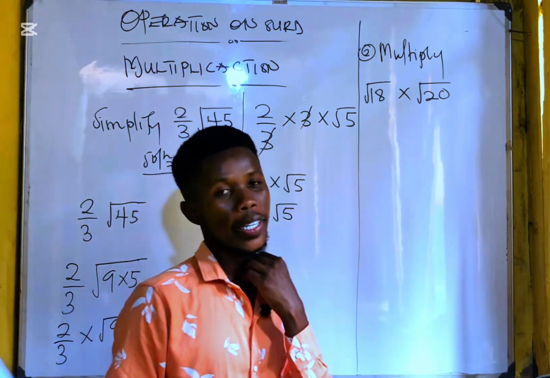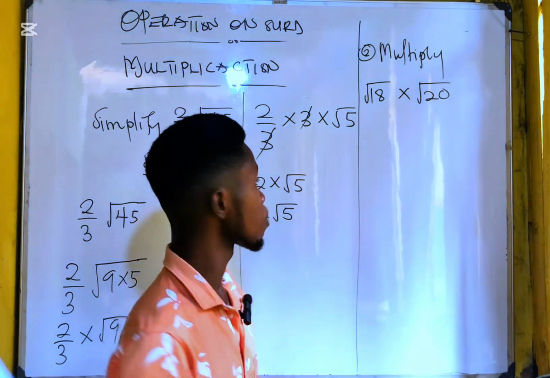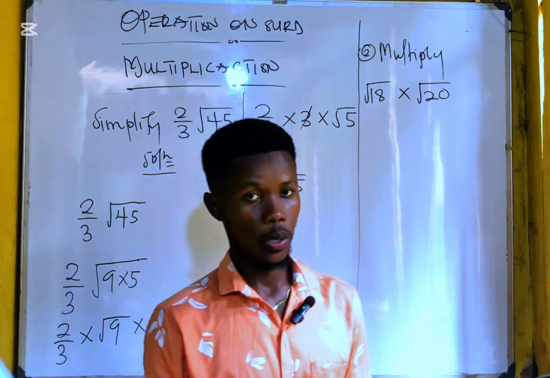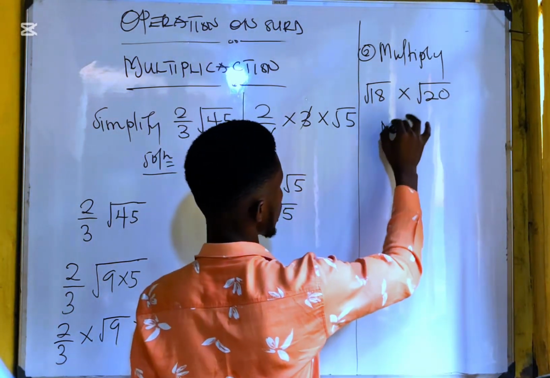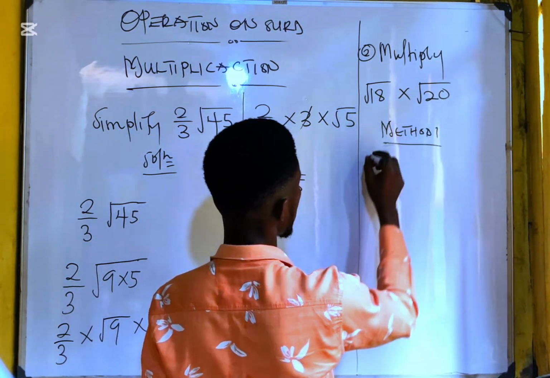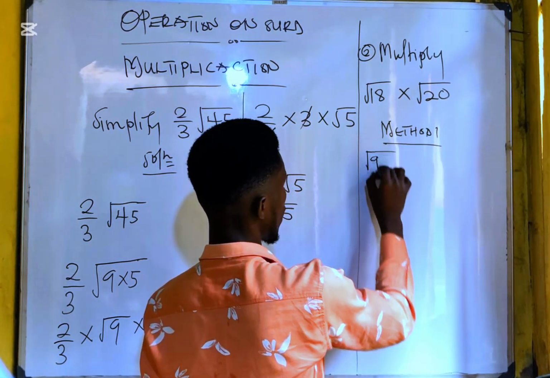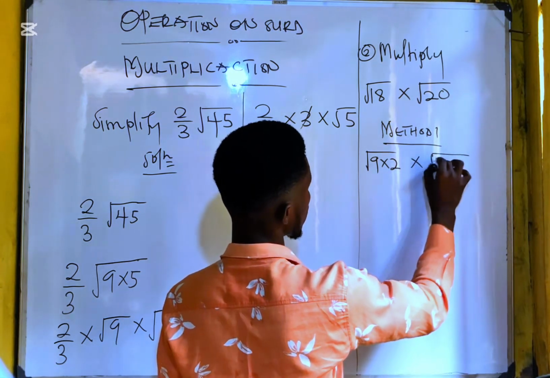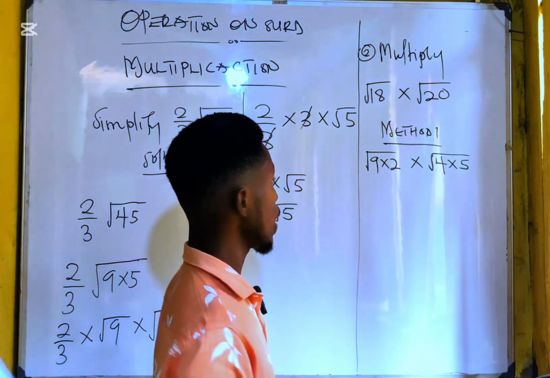Now let's look at our second example. Root 18 times root 20. So here we have two ways of doing this, okay? So let's look at the first way. Method 1 of doing this. You know, root 18 is the same as 9 times 2. You know, root 20 is the same as 4 times 5. 4 times 5 is 20, 9 times 2 is 18.